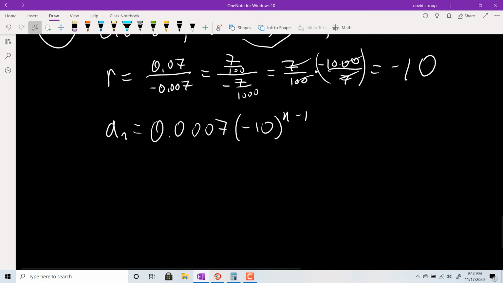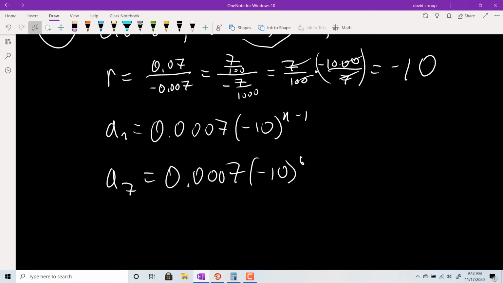They also want us to find a sub 7. So 0.0007 times negative 10 to the 6. You plug that in your calculator, you'll get 700. Okay, so again, we want a formula for the sum of the first n terms of a geometric sequence.